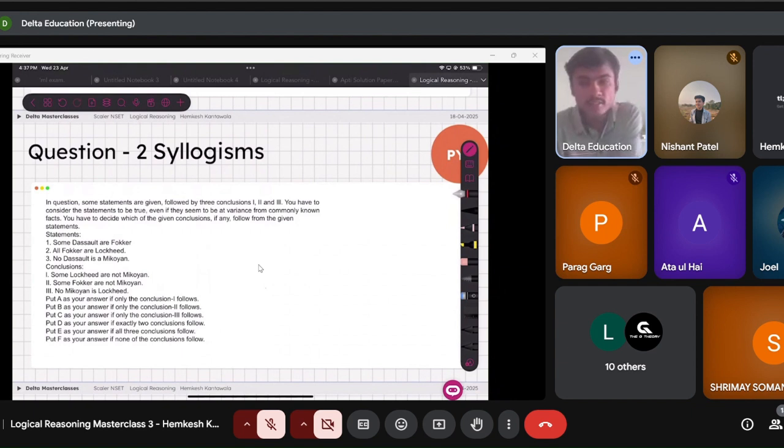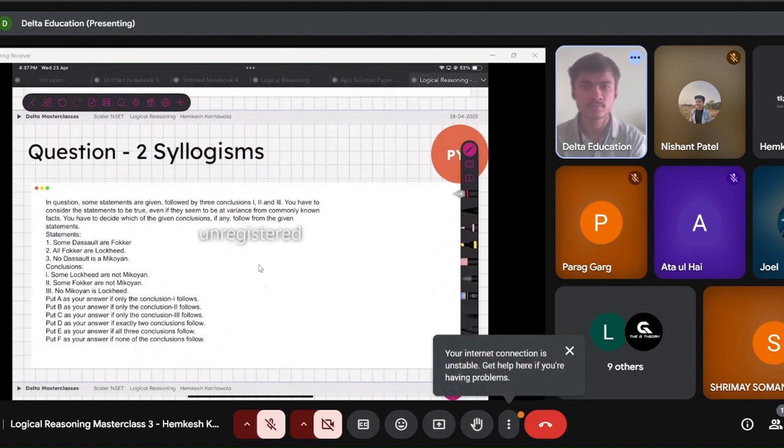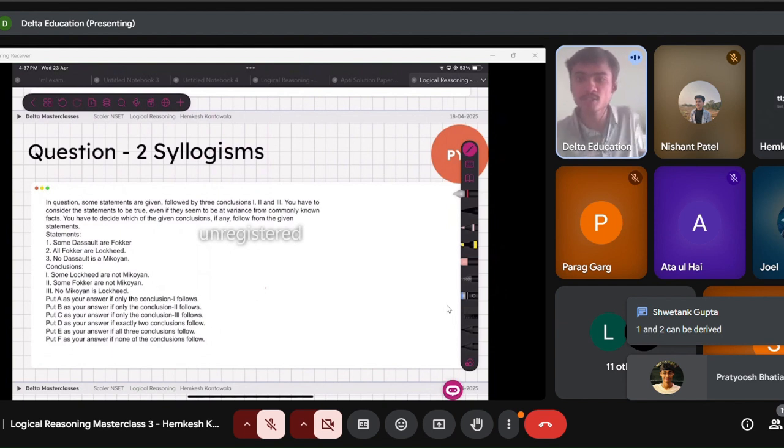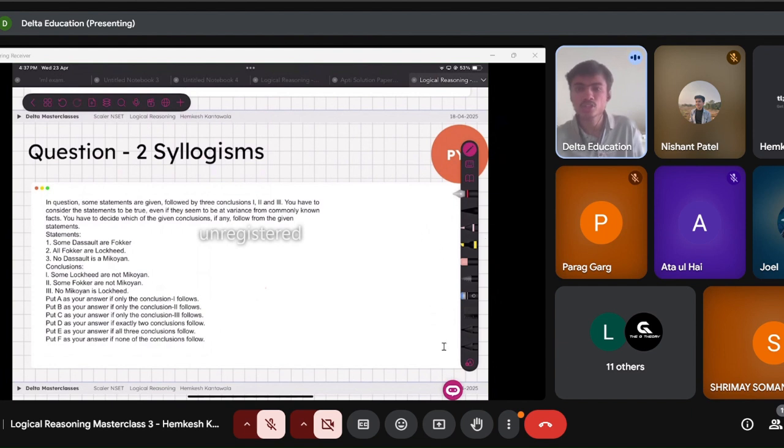Solution to this question. Oh, my bad. I was above. So everybody has got. Oh, shoot. Diagram is gone. I have a question. Can I share the question here?